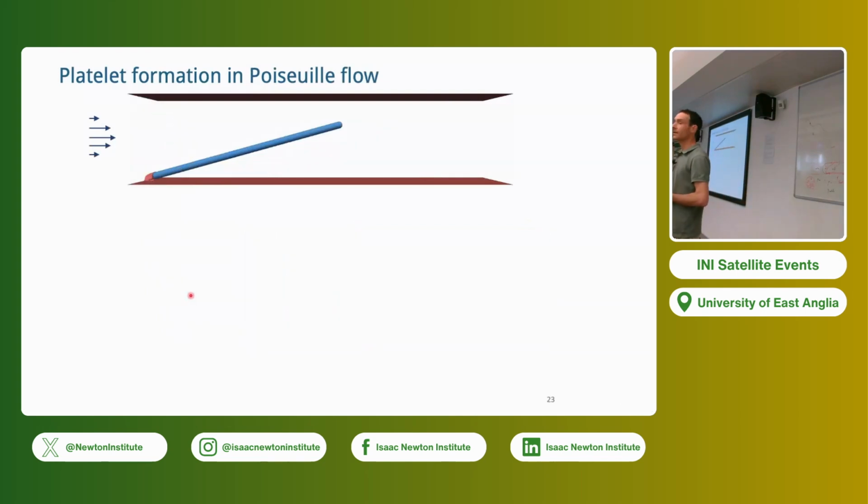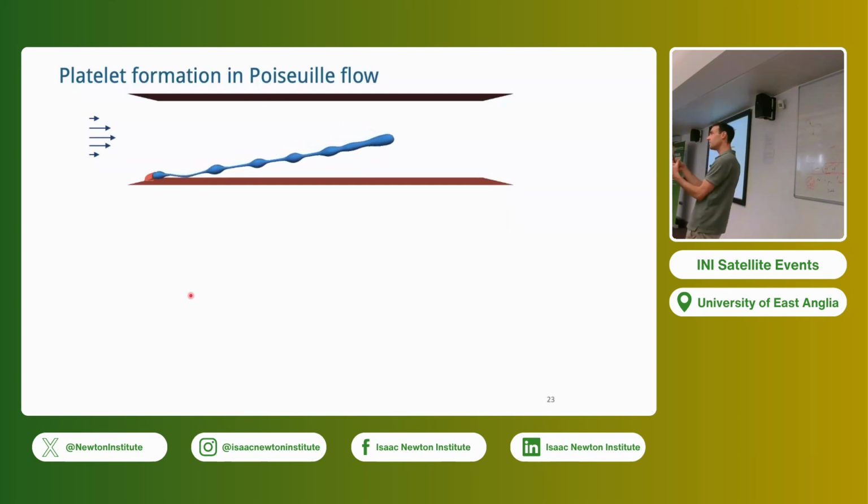Now, in the real situation, you have a Poiseuille flow, so you have both. It's like a combination of a homogeneous and a shear flow. We also study that. That's what it looks like. Bulges form. Strings are extended, so the bulges are pulled apart by the flow.